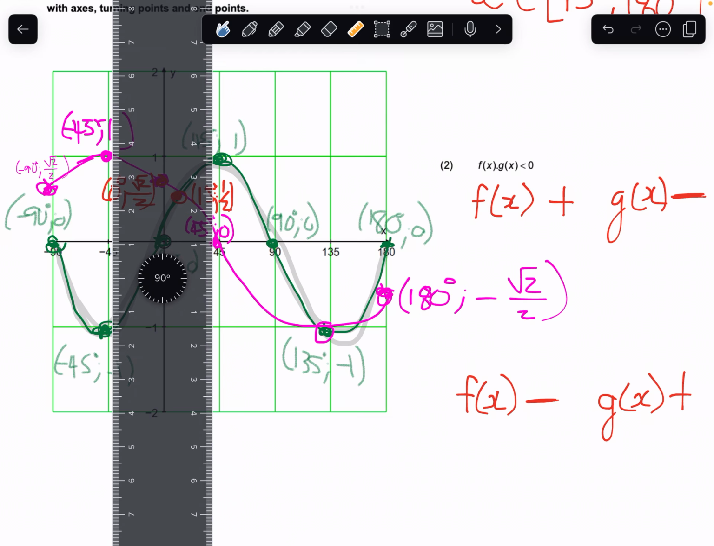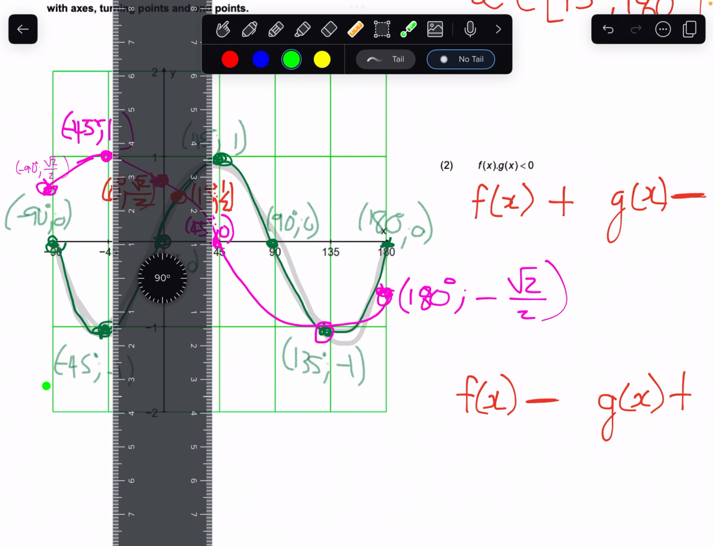Let's say, for example, we took x is equal to minus 45, right? When x is equal to minus 45, the output of f is negative. The output of the g function is positive. So if I take f of minus 45 and times it with g of minus 45, I would get a negative number. So x is equal to minus 45 is one of the solutions to this inequality, right?